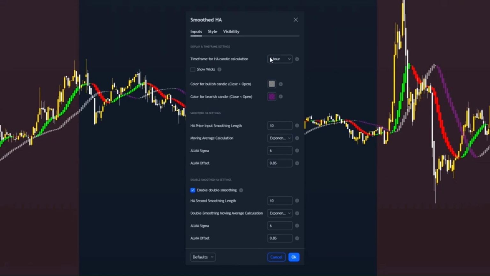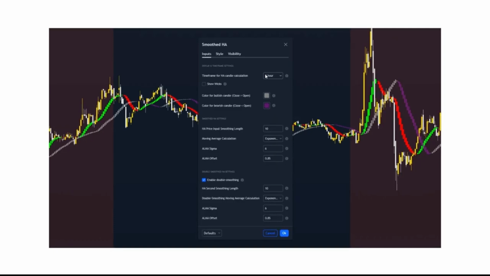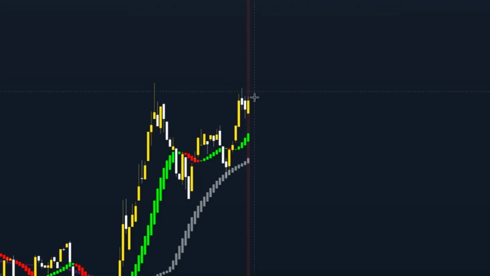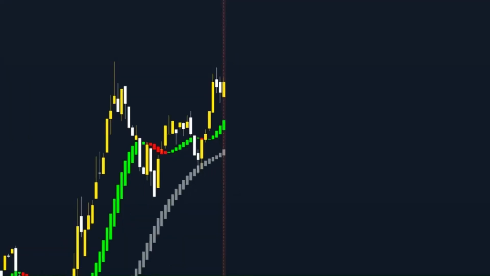This way we can see what is going on a higher time frame with trend, and it will maximise our success rate when taking trades on the 5-minute chart. And then on the colours, I've just changed the opacity to around 50%. So as we can see right here, this red line indicates that the New York session has now started, so we can start looking for entries.